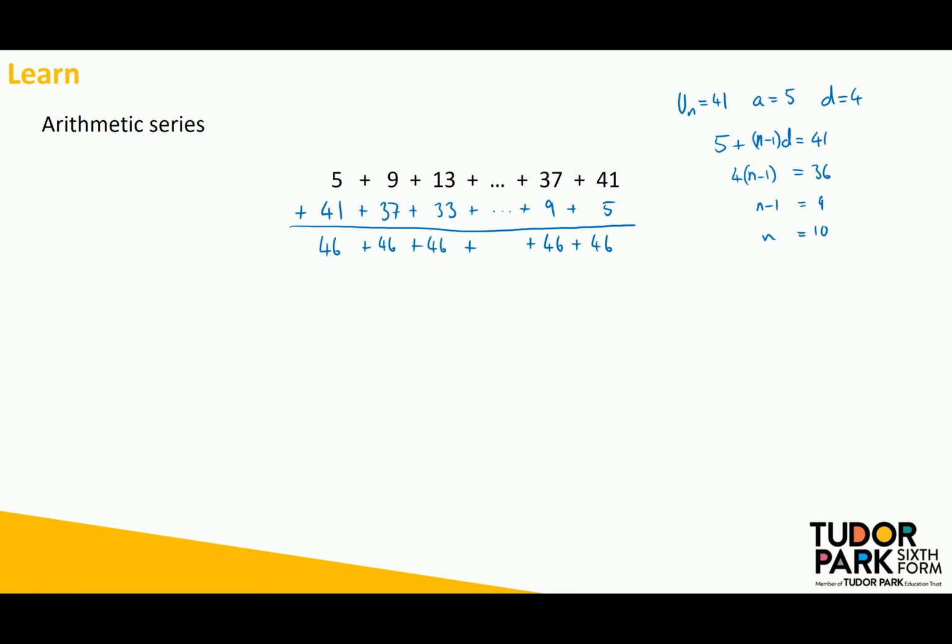Now I'm going to introduce a new notation to say that this is going to be the sum of the first 10 terms in my series. And this is also the sum of the first 10 terms in my series, just written the other way round. If I add those things together, I get 2 lots of the sum of the first 10 terms in my series. How many terms did we have? Well, we've said that we've got 10, so 2 lots of the sum of the first 10 terms adds up to 10 lots of 46, which is 460. So the sum of the first 10 terms in my series is going to be 230.